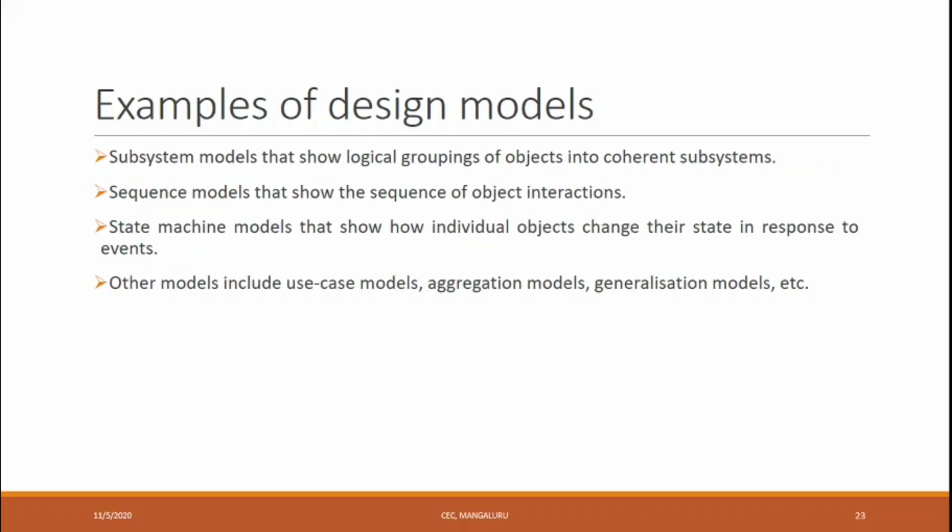As examples of design models, we can see subsystem models that show the logical grouping of objects into coherent subsystems. The sequence model shows the sequences of object interactions. State machine models show how individual objects change their states in response to events. Other models include use case models, aggregation models, and generalization models. These are a few examples of design models.